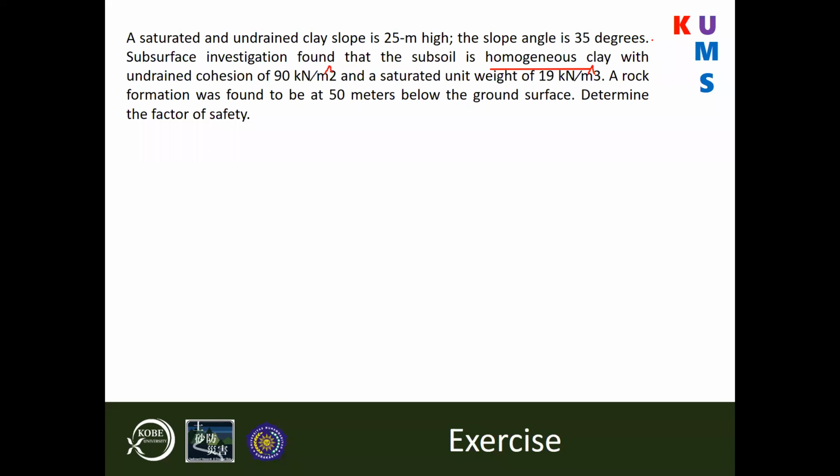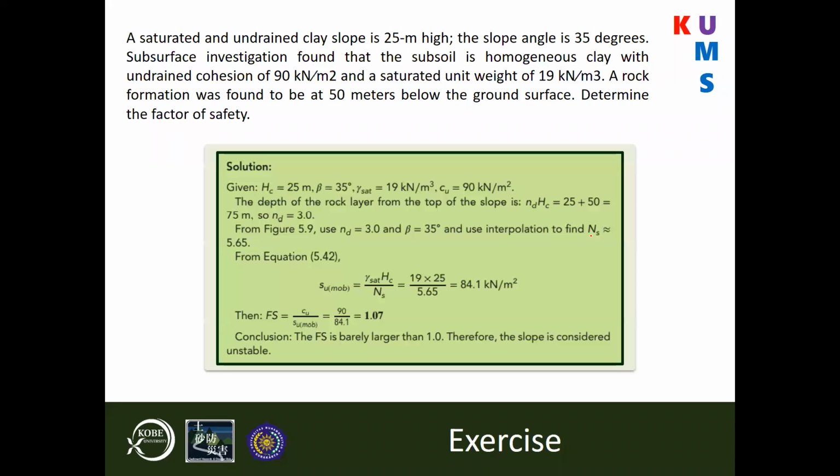Okay, so that was a short interruption for you. So how do you get the answer? The solution is like earlier. What you need to do is to think, okay, what are the equations I can use? And what are the elements that I need for that equation? In that case, it's one of the first equations that we saw, which is right here. So we need HC, which is 25 meters high. This is the height of the slope.